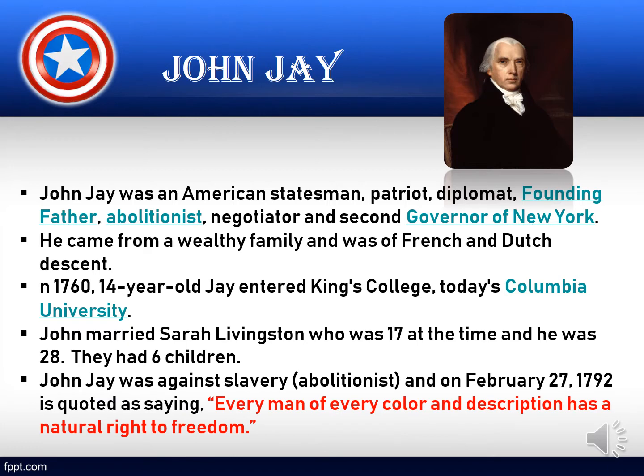John Jay was against slavery. We saw the word abolitionist at the top. And on February 27, 1792, he is quoted as saying, "Every man of every color and description has a natural right to freedom." So as you can see, he was a progressive individual ahead of his time, and I'm glad to read that he was an abolitionist.